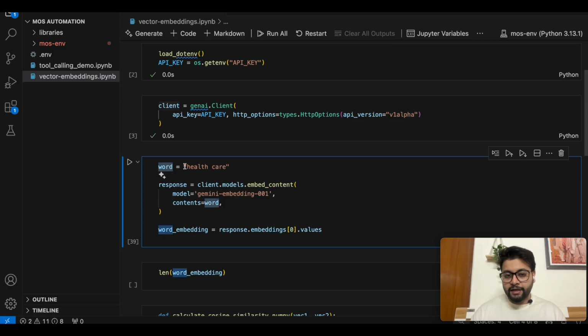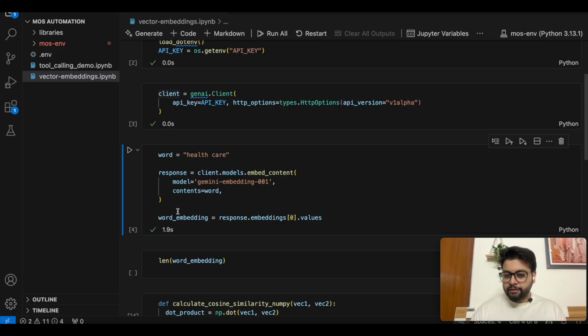Here the word I am sending out is healthcare, and the vector embeddings will be stored here. The response will give an array of embeddings. Since I have given only one word or phrase, the size of the array will be 1, so the first vector embedding will be the embedding of my word, and I can directly extract that. The embedding will be present in the values. So if I quickly run this, I should get the embeddings.